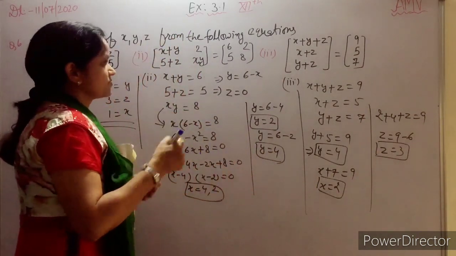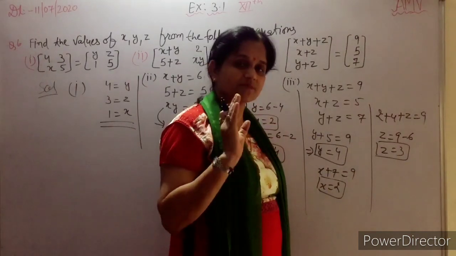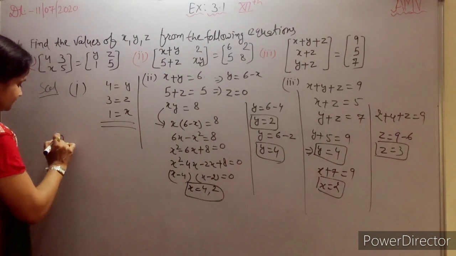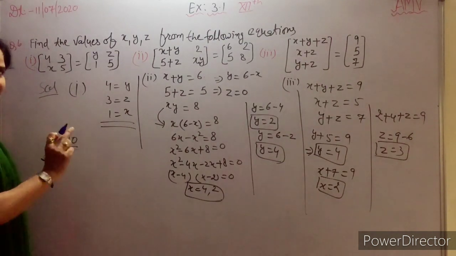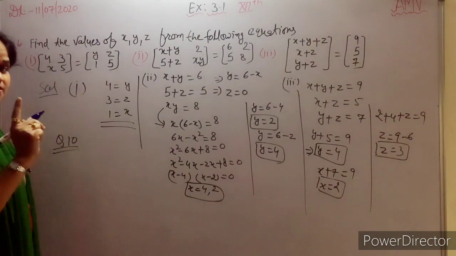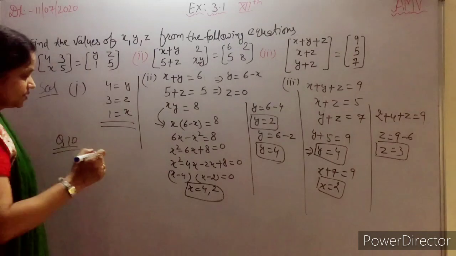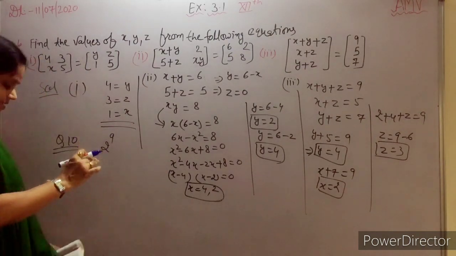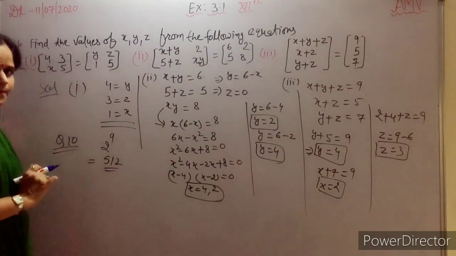This type of question, student, we have done in class 11, in the exercise on permutation and combination. Okay, so I am just solving this in short. Okay, question number 10. There are two possibilities, only 0 or 1, and the number of places to fill is 9. So the answer is 2 raised to 9 only. And solve this, you will find the answer 512. Okay.